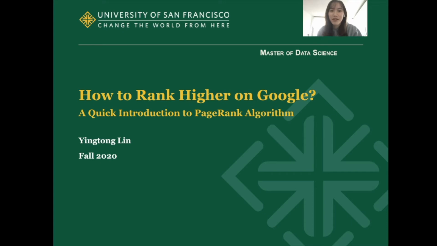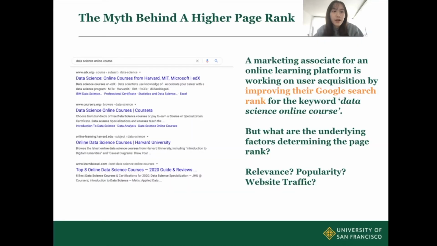So let's get started. PageRank is very important for organic search. The higher your PageRank, the more likely a customer will go to your website. And part of the underlying factor for PageRank turns out to be the algorithm that we're talking about today.